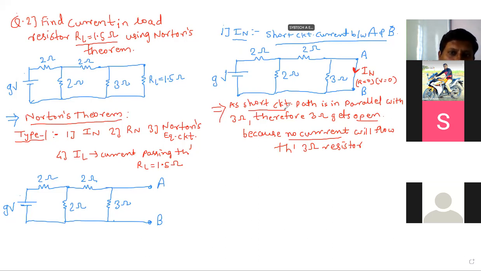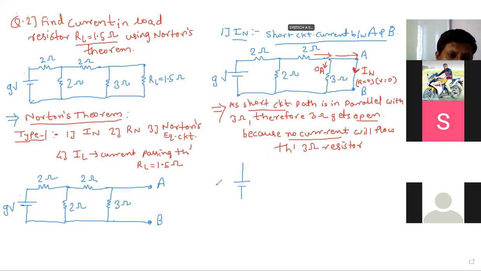As the short circuit path is exactly parallel with this 3 ohm, whatever current is flowing up to this point will not pass through it. So the current passing through the 3 ohm will be 0, and all the current will pass through the short circuit. Due to which the 3 ohm will get open. So we have to draw the diagram like this.